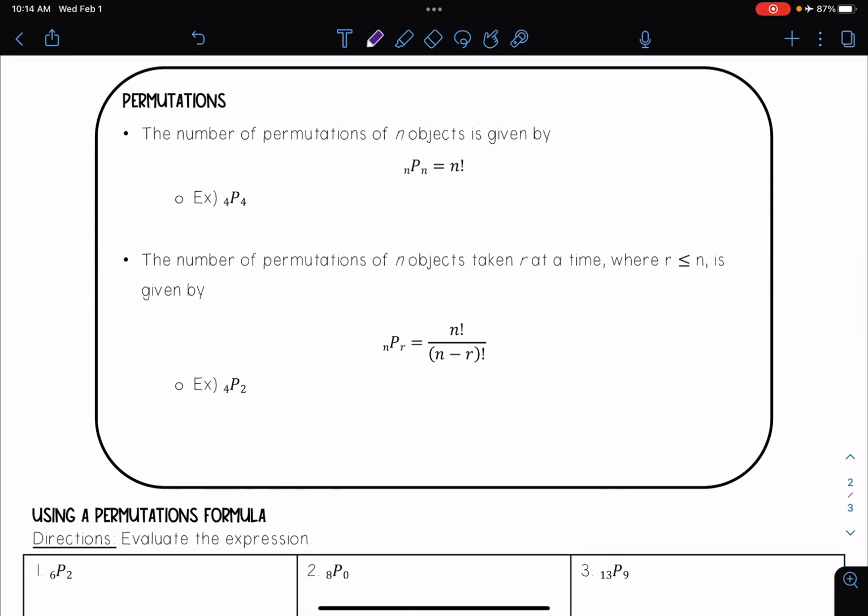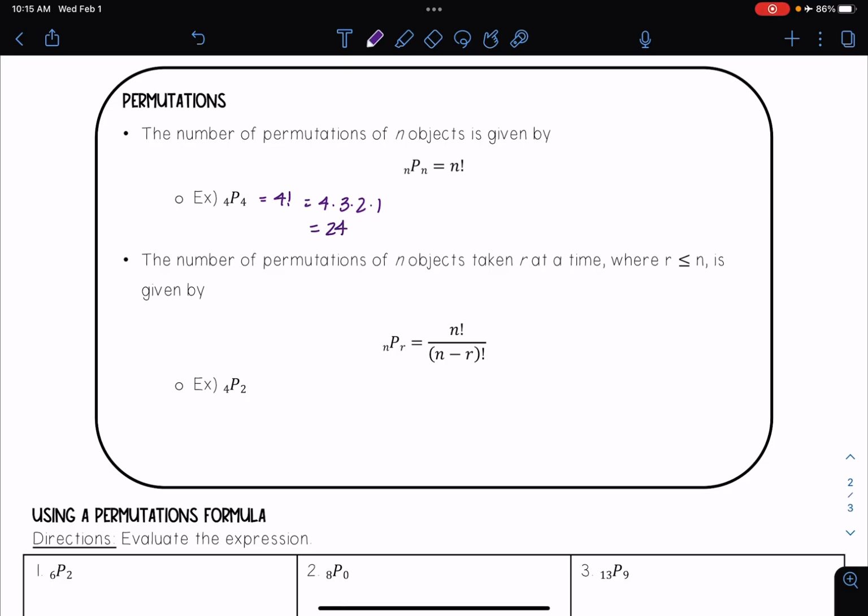And that brings us to our two formulas. The number of permutations of n objects is given by this symbol, which reads nPn, is equal to n factorial. So for example, if I had 4P4, the number of permutations of 4 objects, that's going to equal 4 factorial, which we saw before, which is 4 times 3 times 2 times 1, which is just equal to 24.